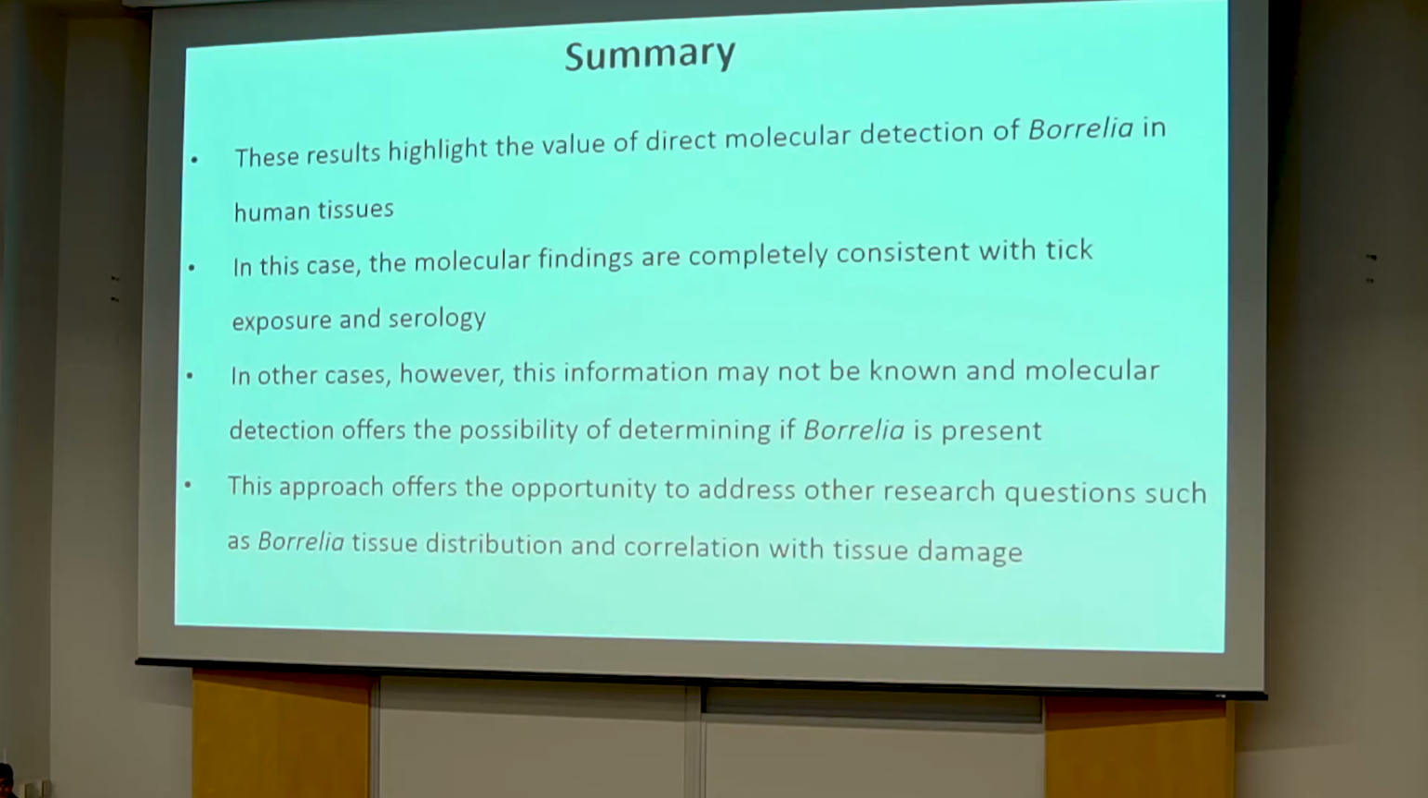As a whole, we can say that these results highlight the value of direct molecular detection of Borrelia in human tissue. In this case, the molecular findings are completely consistent with tick exposure and serology. In other cases, however, this information may not be known, and molecular detection offers the possibility of determining if Borrelia is present. This approach also offers the opportunity to address other research questions, such as Borrelia tissue distribution and correlation with tissue damage.